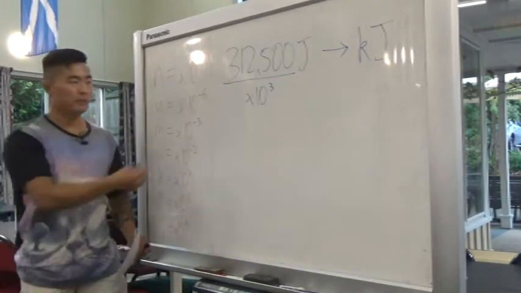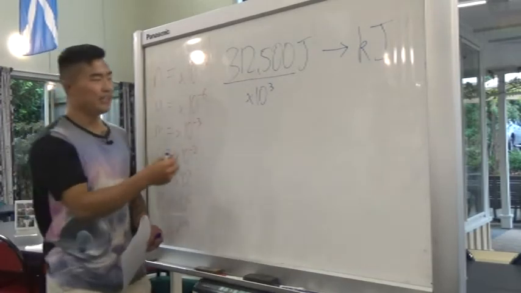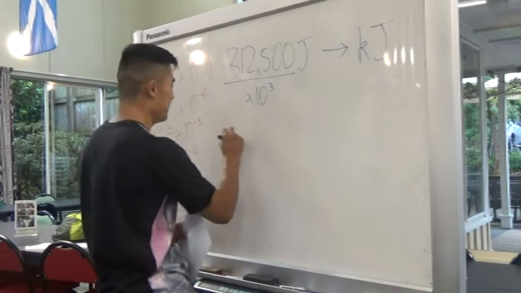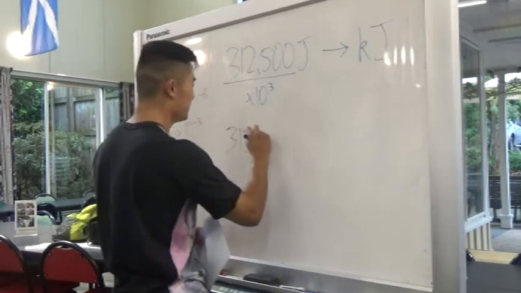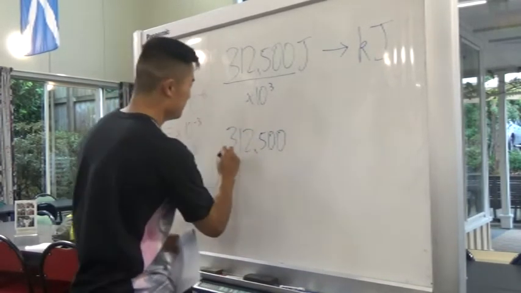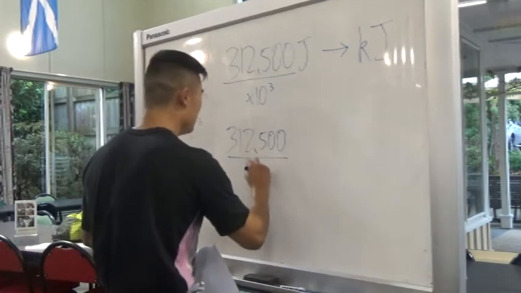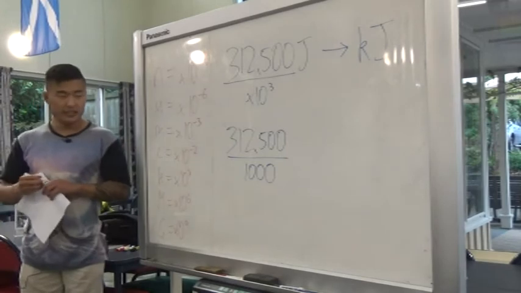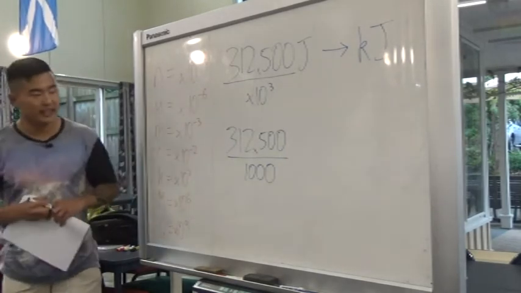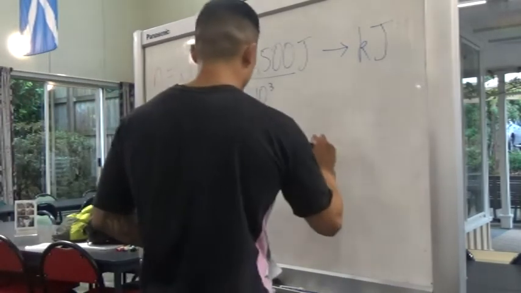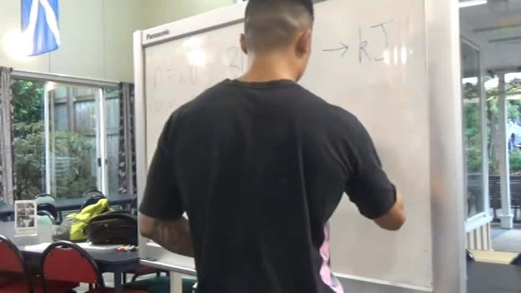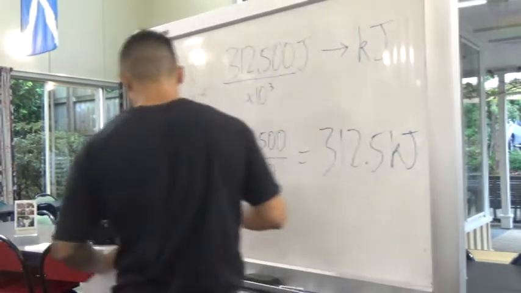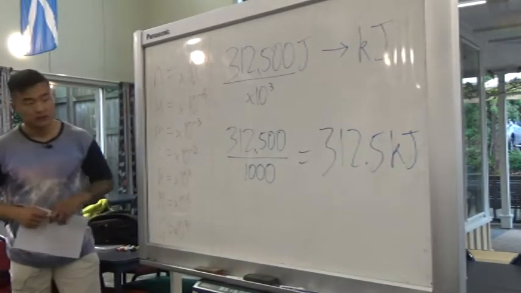Or, I mean, times 10 to the 3, that's just the same thing as 1,000. So that's the same thing as 312,500 divided by 1,000. So you can do that on your calculator, and if you did that, the answer would be 312.5 kilojoules. Okay?